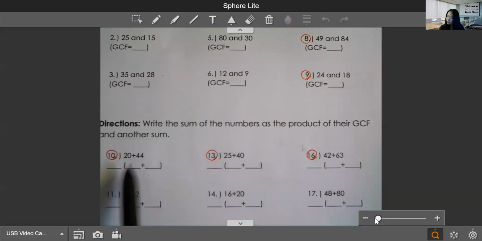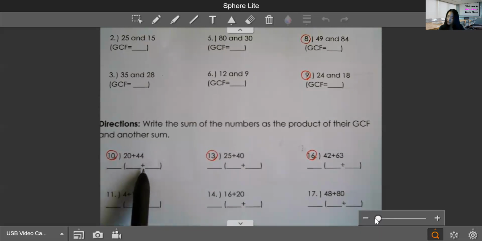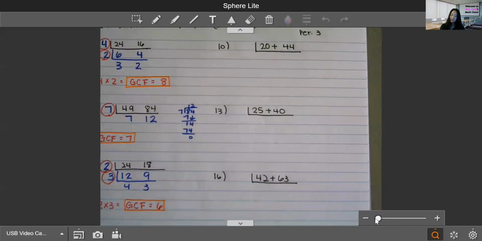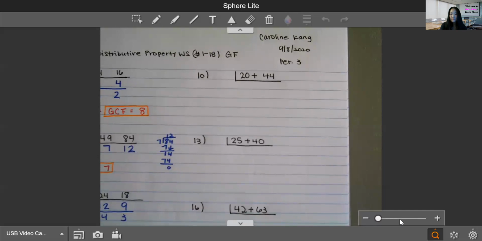And basically, you're going to be rewriting this 20 plus 44. Instead of writing it as a sum, you will be writing it as a product, which means the answer to multiplication, product of the greatest common factor and another sum. So then basically you'll be writing it as GCF times something plus something, okay? It may not make much sense, but once I do the problem, it'll come very easy, okay? So here we go, number 10.